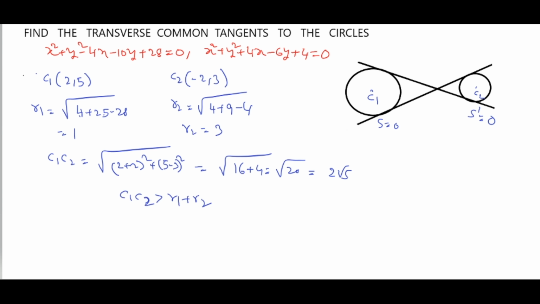Now the circles are like this. Now we find the transverse common tangents. The point of intersection of these transverse common tangents divides the line joining the centers in the ratio R1 : R2 internally. So now we find that point. C1 is (2, 5) and C2 is (−2, 3). R1 is equal to 1 and R2 is equal to 3.